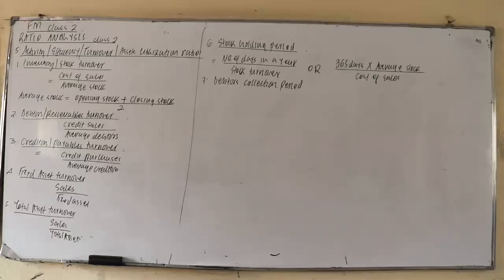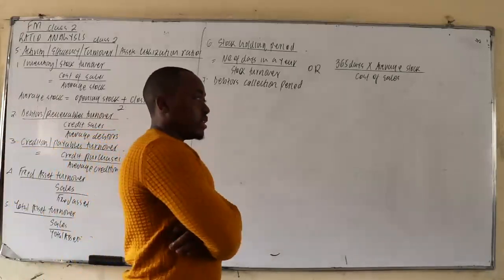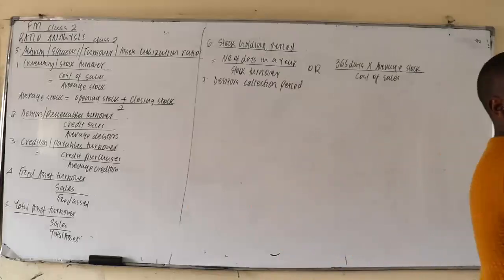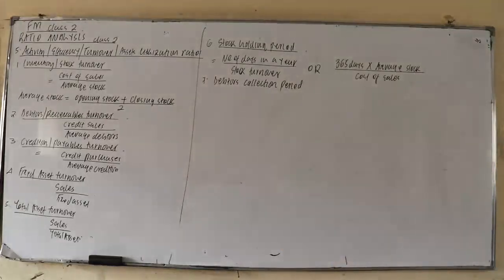Number seven is the debtors collection period. This is the number of days which a credit customer takes before they pay. It's computed as follows. That's how we determine the average debtors collection period.